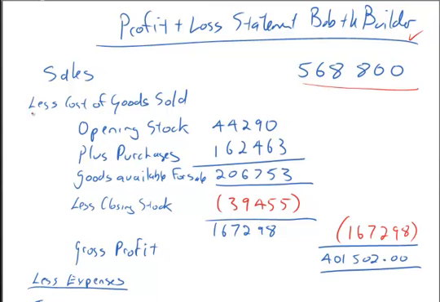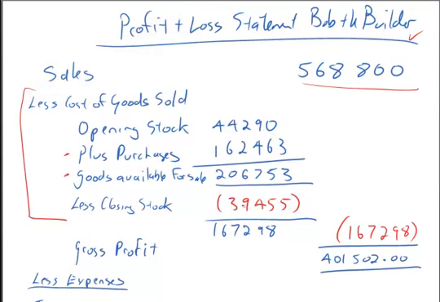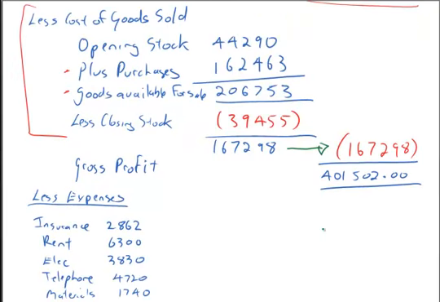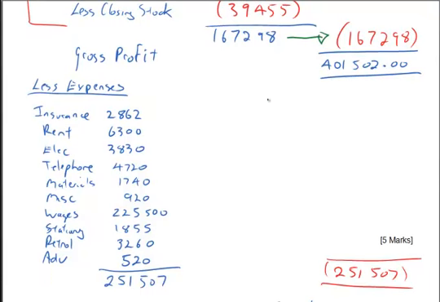Got that over here. Less cost of goods sold is this bit here. You've got your opening stock plus your purchases, which gives you goods available for sale of 206,753. Less your closing stock, that's a negative, and you end up with 206,753 take 39,455, and you get 167,298. That then goes over here as a negative number, and you get 401,502. That's your gross profit.